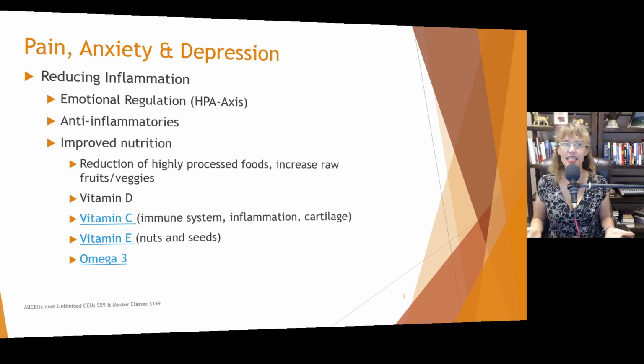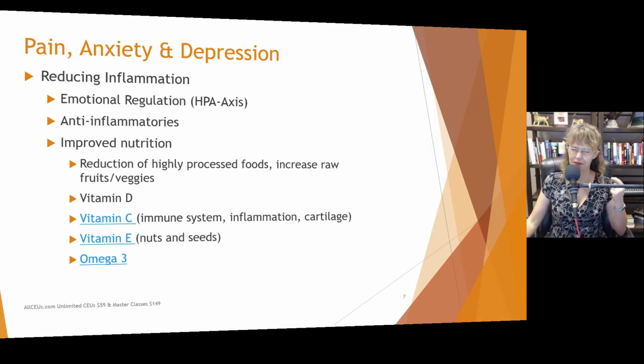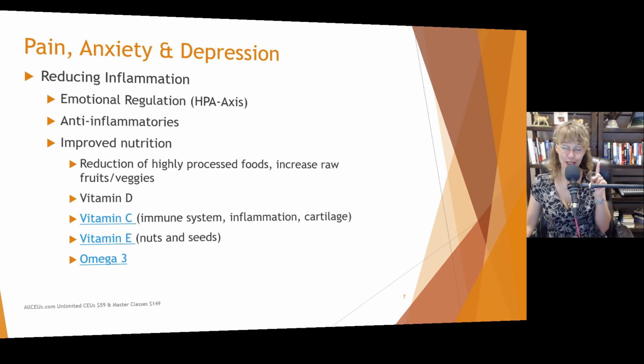Now, improve nutrition. This is something that everybody can do. Reduction of highly processed foods. When we eat highly processed foods and our blood sugar levels go up really fast, things that have a lot of simple carbohydrates, things that have a lot of refined sugars in them, that increases our blood sugar. When our blood sugars increase, that actually increases systemic inflammation. So that's one thing people can do.